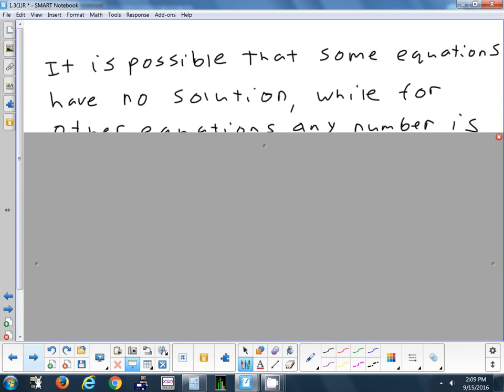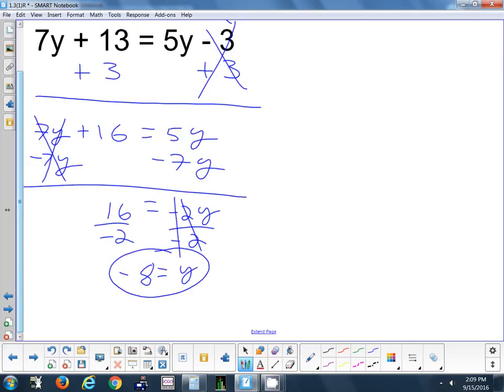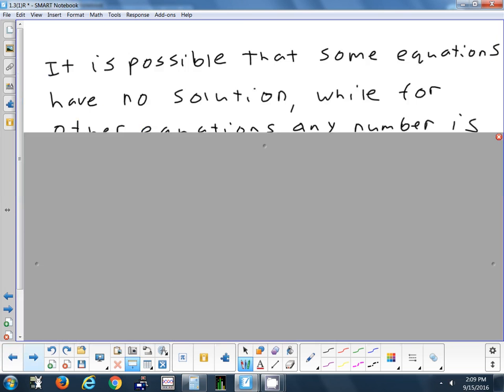In this problem, the answer was h equals 3. That's a single answer. This was y equals negative 8. That's the only answer. Well, sometimes when we try to solve some equations, we get an equation that's impossible to solve. We call that a no solution.